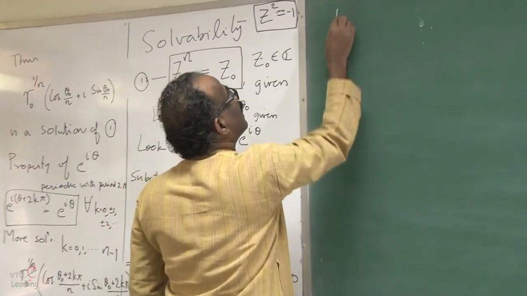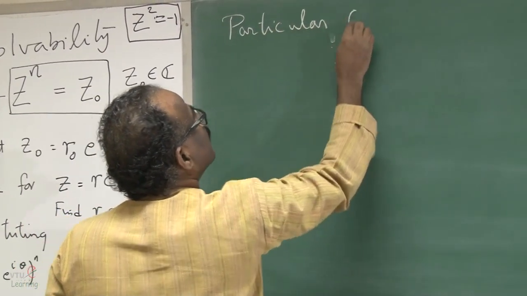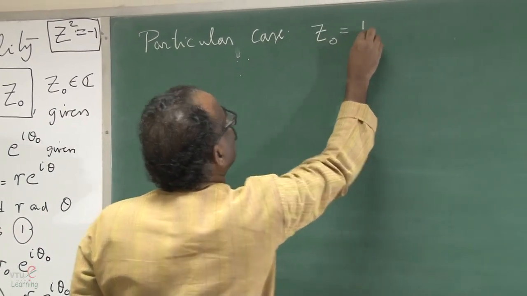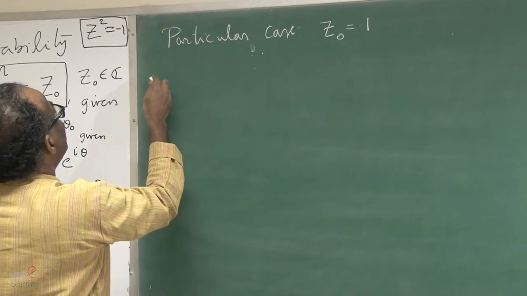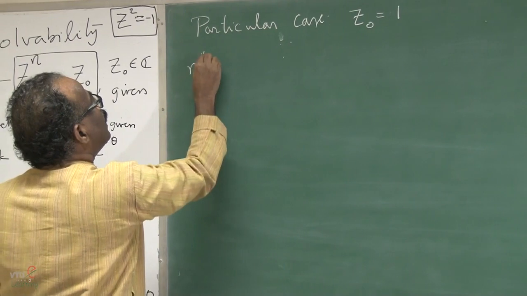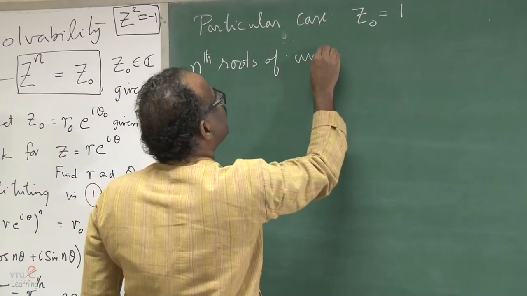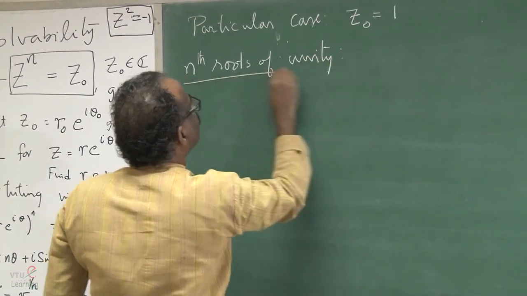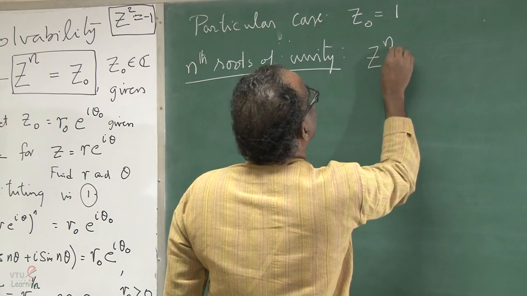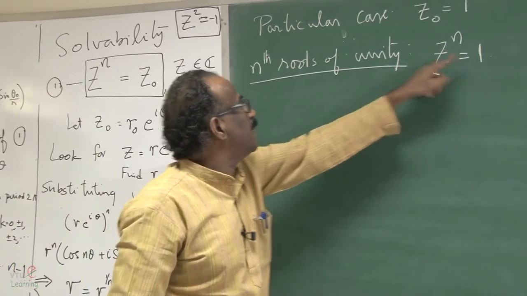So let's see a particular case now, and I will complete this with that case: z_0 = 1. These are what we call the nth roots of unity. That means you want to find the solutions of z^n = 1, and 1 is a special case of z_0.